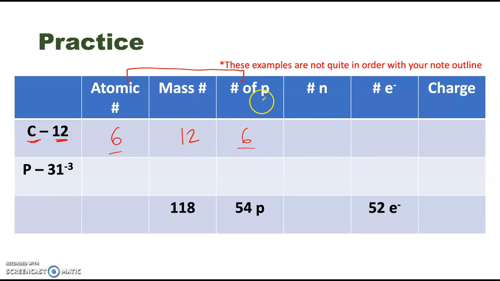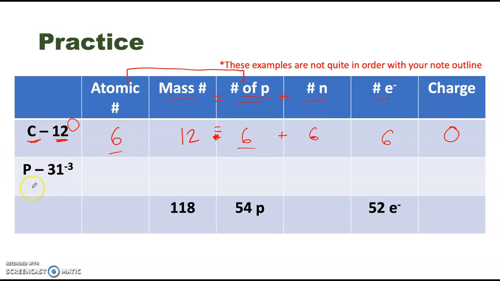Now I know that protons plus neutrons equals mass number. So neutrons plus protons equals mass number. So what plus 6 equals 12? Well, I know 6 plus 6 equals 12, so I know it must have 6 neutrons. I don't see any charge listed up here, so I assume the charge is 0. And if the charge is 0, that means my electrons equal my protons. If I have 6 protons, that means I have an equal number of electrons to balance the charges.